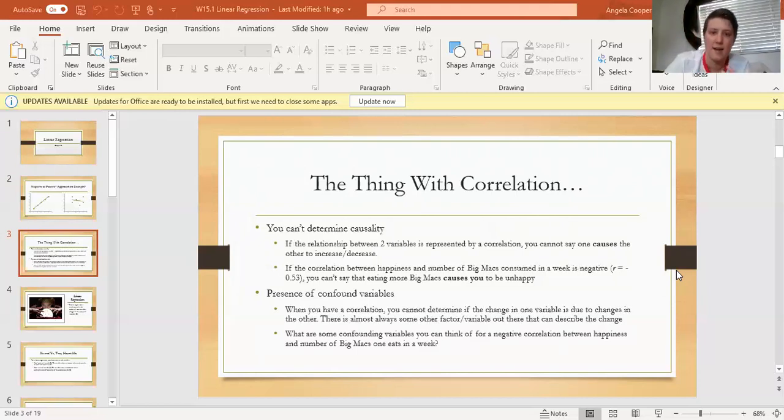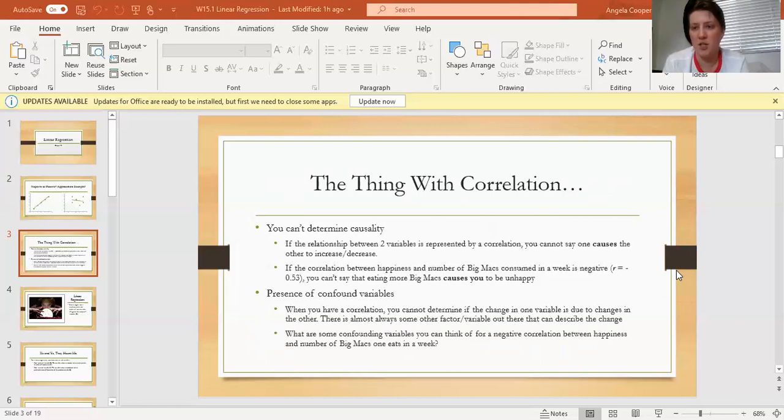But we cannot say that, oh, the more Big Macs you eat, the less happy you will be. That's implying causation. Or that eating more Big Macs causes you to be unhappy, or you're happy because you do not eat a lot of Big Macs. We cannot make these claims with correlation. We can't make claims of causation with correlation.